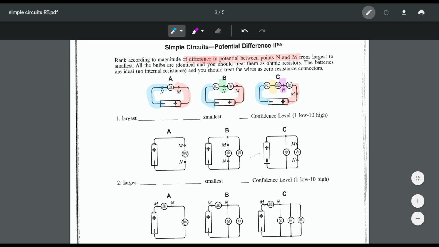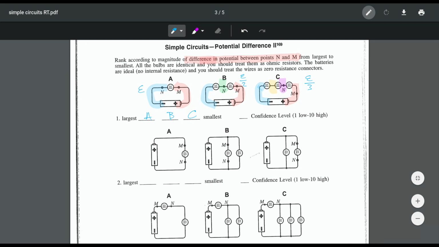So this first case here, what am I going to measure between N and M? I'm just going to measure E because I have the whole battery potential there. Here, I'm going to measure E over 2 because N and M is going over one of the bulbs. I know the drops of both those bulbs have to be equal to E, and I know they're going to be equal to each other because the resistors are the same. And here, E over 3, I'm just going to drop 1/3 of the way. Any one of those bulbs will drop 1/3 of the way there. So greatest potential difference there is A, followed by B, followed by C.